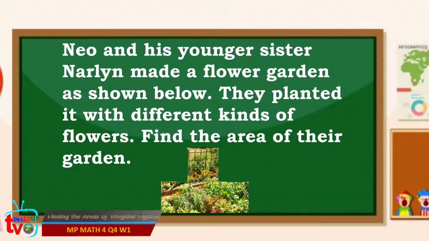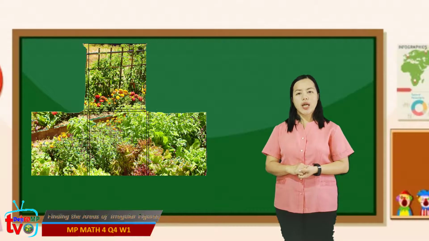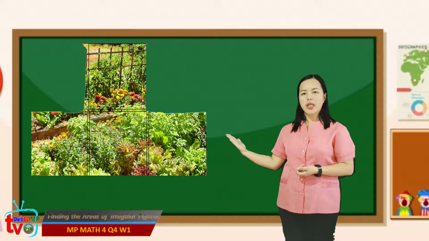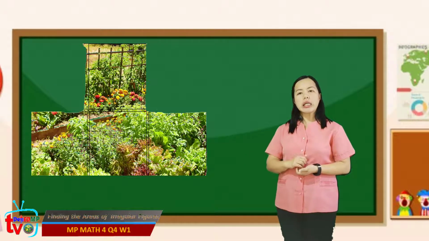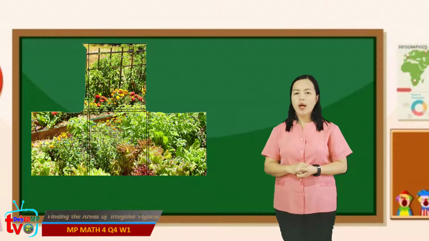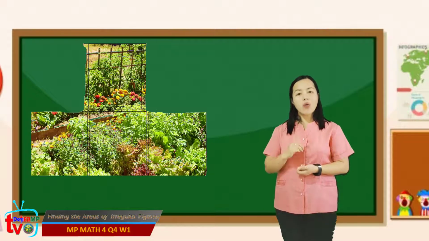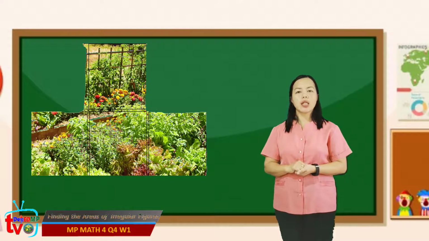Neo and his younger sister, Narlene, made a flower garden as shown below. They planted it with different kinds of flowers. Find the area of their garden. What can you say about the shape of their garden? We call this an irregular figure because it has no equal sides or equal angles. How will you find its area? In how many ways can you find its area?